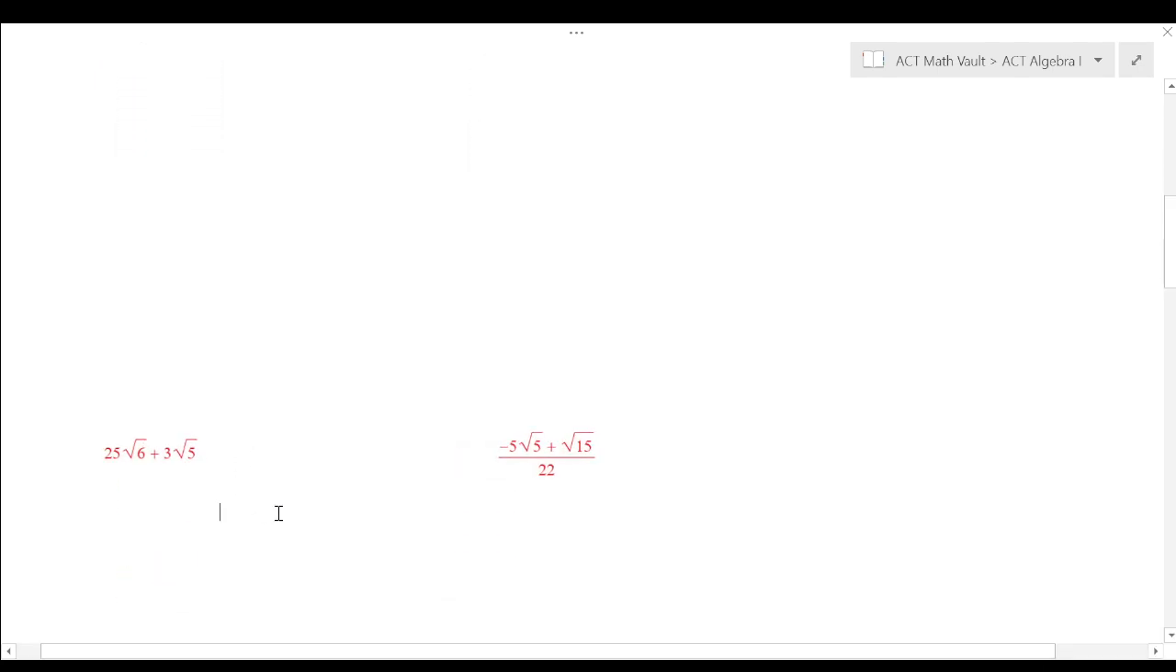Okay, so after you either multiply or divide, you also have to simplify. So these are the completely simplified answers after all is said and done.